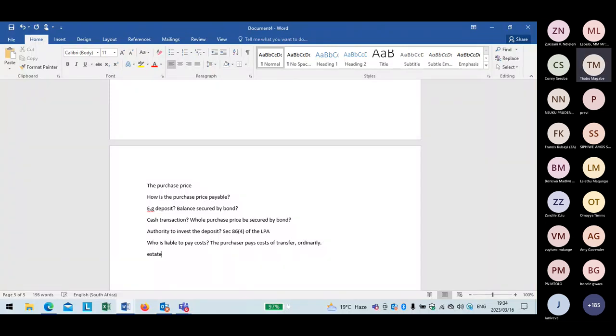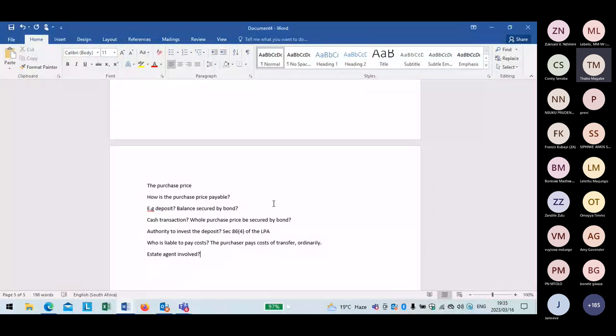Is there an estate agent involved in the transaction? Check. Does the deed of sale say anything about an estate agent? Why do you need to check this? You need to check this so that you may know whether or not an estate agent commission is payable. Because if there's an estate agent involved, you need to pay the estate agent before you can pay the purchase price to the seller.